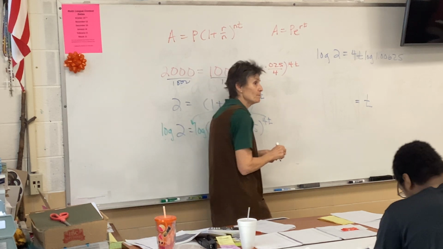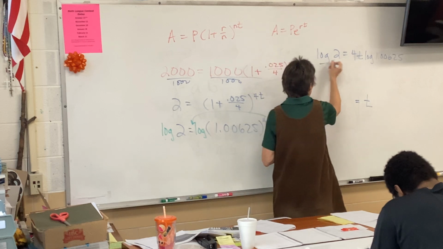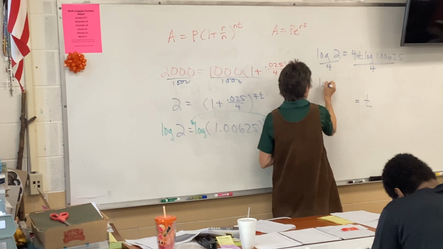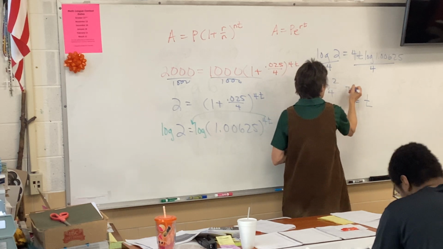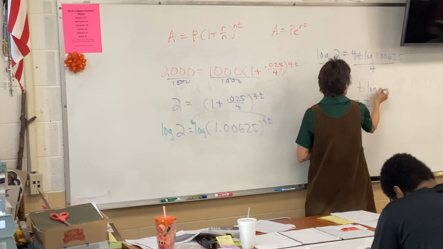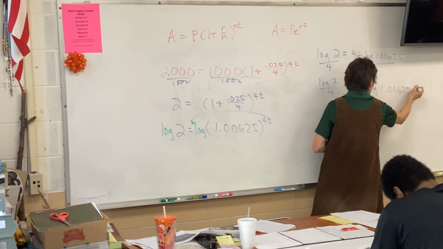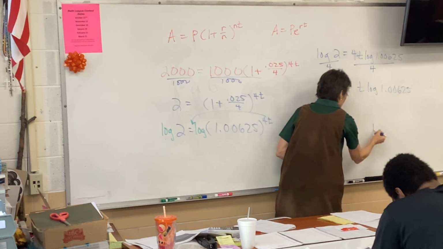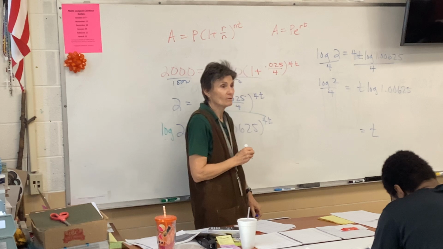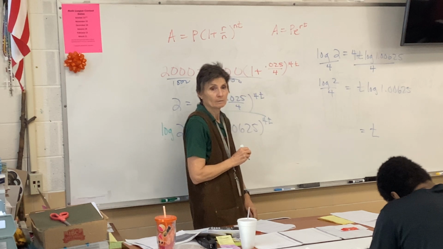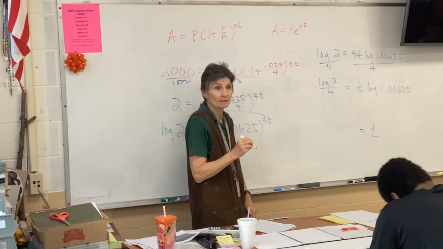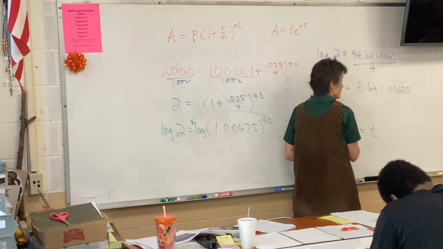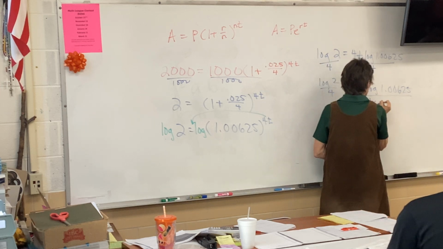Divide by 4. That would be one thing, right? I'm gonna divide by 4. So then I'm gonna have whatever this is, log 2 over 4, equal to t log 1.00625. Now remember, I still want plain t. So what else do I need to do? Divide by log 1.00625? This is a multiplication here, so I'm going to divide by that.